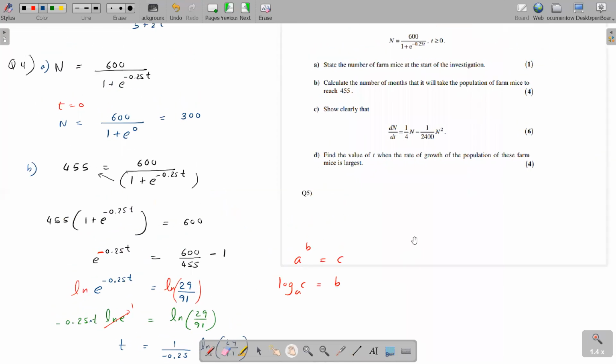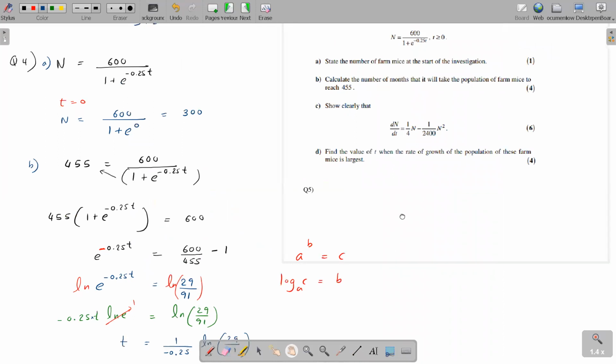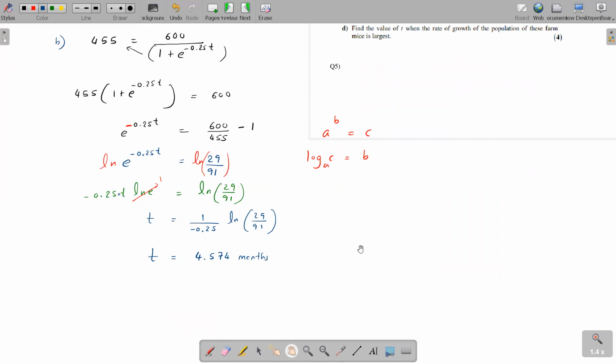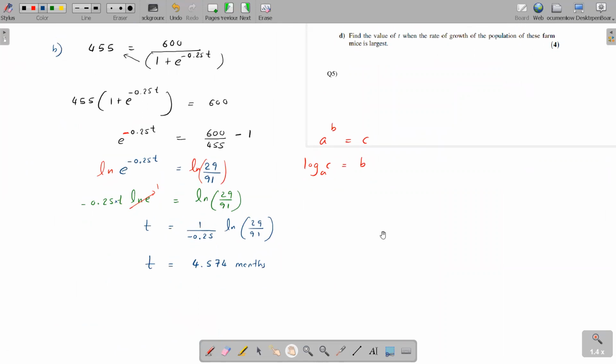Calculate the number of months. So the number of months that it will take to reach 455. They have not told us to exceed, right? So to reach 455, you will take 4.574 months. So yeah, you can keep 4.57 months.